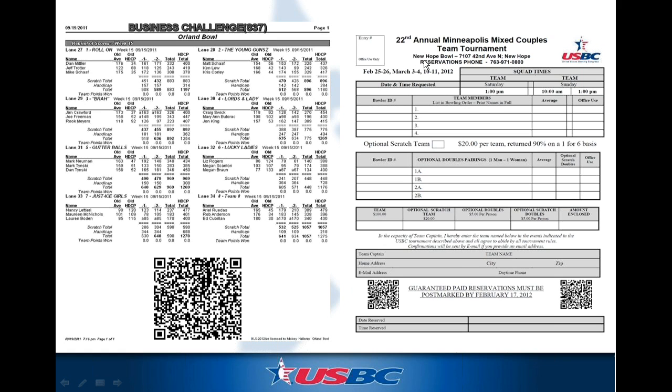I used the Minneapolis Mixed Couples Tournament for an example here. I just threw their QR code in the bottom. You scan that QR code, it takes you right to the tournaments page at the Minneapolis USBC website. Nice and easy. No letters, no numbers to remember, no backslashes, no semicolons. Quick scan, it takes you right there.